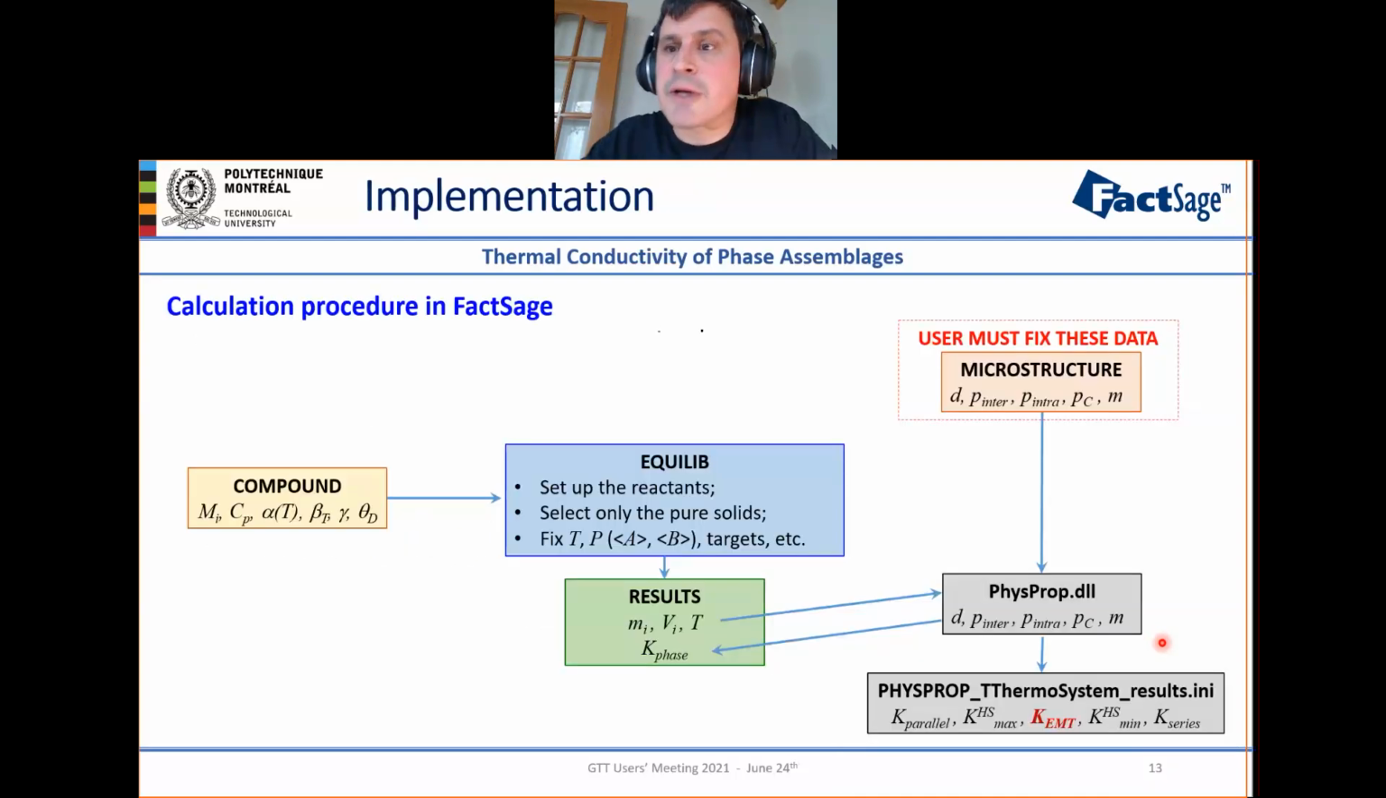Now, the other steps for the calculations are highlighted as follows. So we already have parameters in the compound database, which are relevant for the computation of the thermal conductivity. And with the microstructure module, the user must fix the 5 different values that are there. Once this is stored, you go to Equilib, you set up your reactants, your masses, you set up the temperature, the pressure, any alpha values, beta values, target. But at this point, you only have to select the pure solids and maybe gas also. But the thermal conductivity will be computed only for the pure solids.